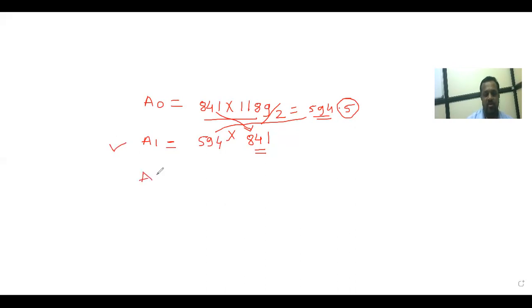How to find out the A2? A2 again, we have to write down this 594 as it is here. Okay, then multiply and you have to divide this figure by the 2. You have to divide that 841 by the 2. What will be the answer for that?